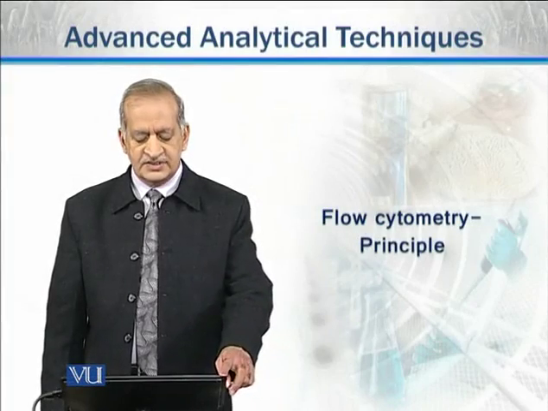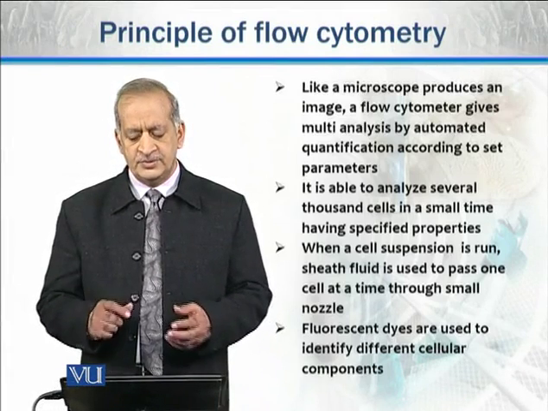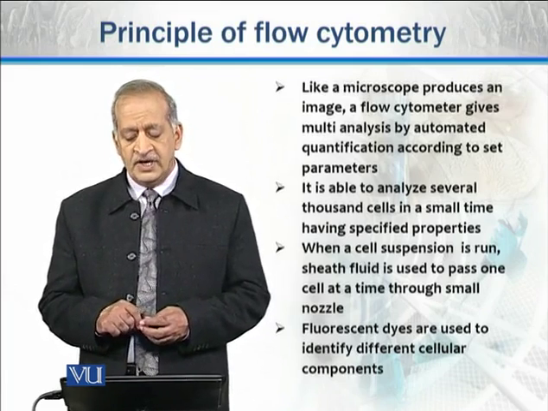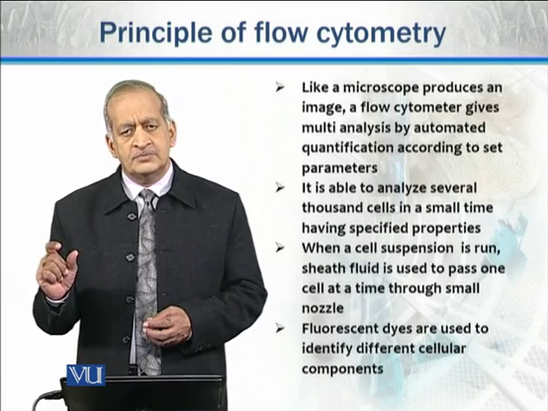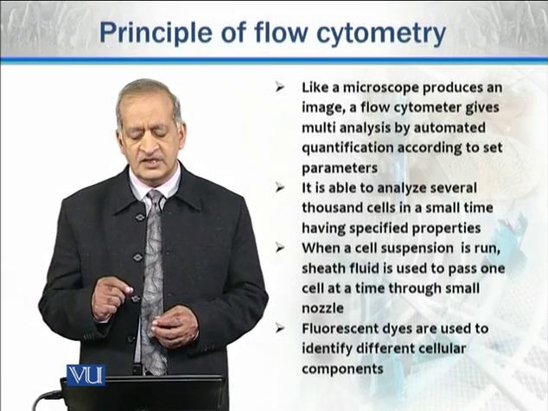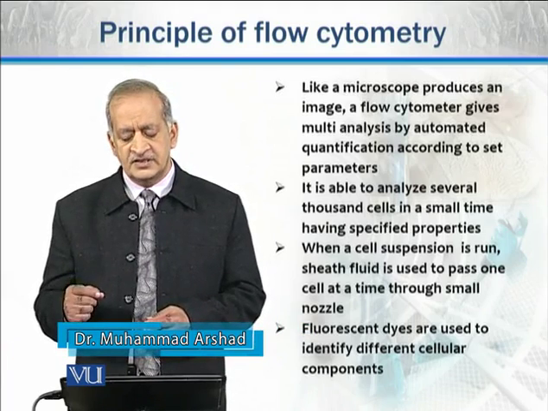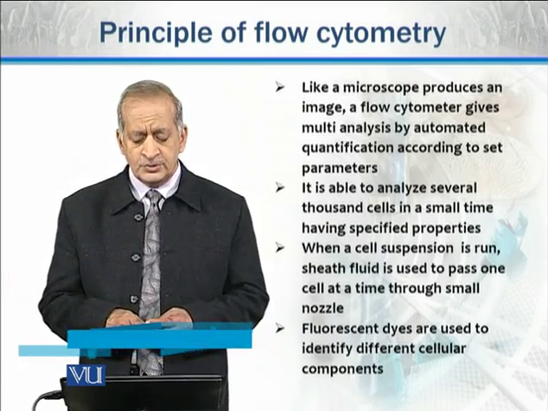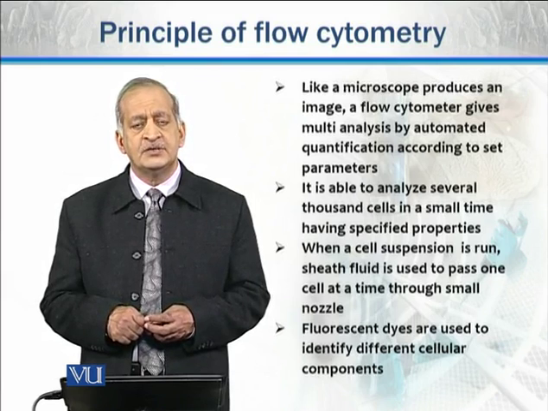Next topic is the principle of flow cytometry. Like a microscope, which produces an image, a flow cytometer gives multi-analysis by automated quantification according to set parameters. Exactly like a microscope, with a microscope we are able to see the cell in detailed structure. Here we are able to analyze the cells in set characteristics in multiple ways. It is able to analyze several thousand cells in a small time having specified properties.